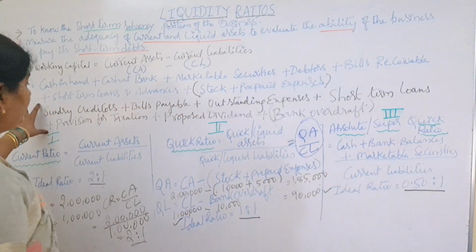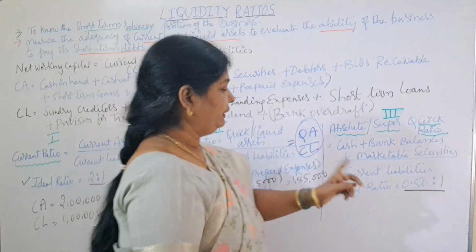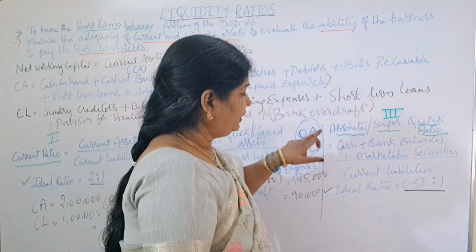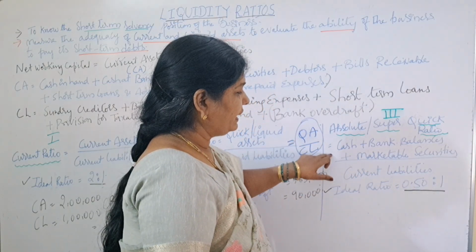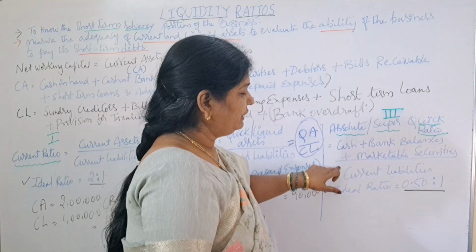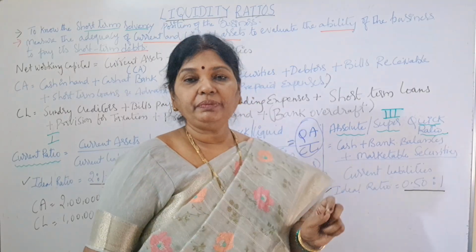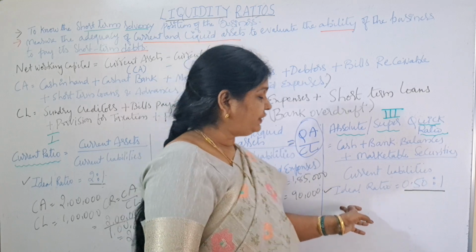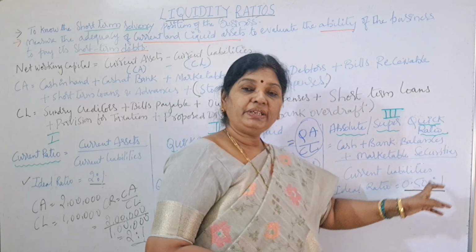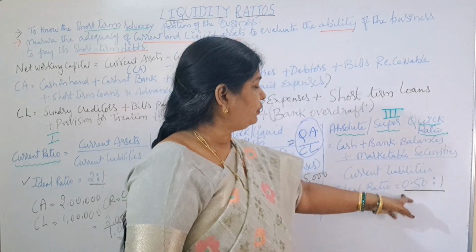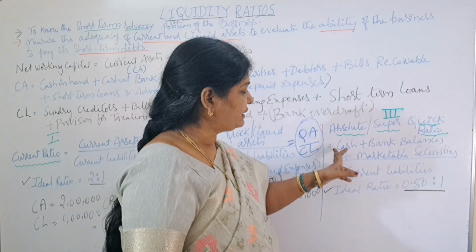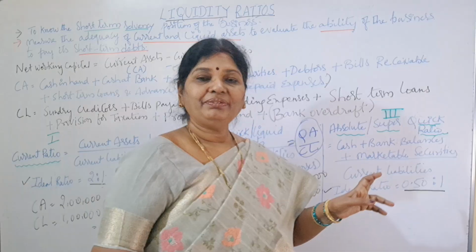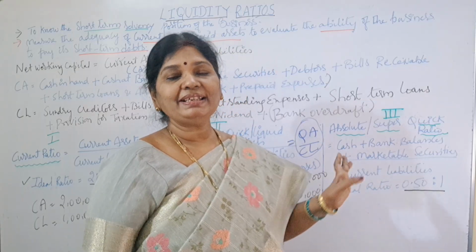Whatever the current liabilities amounts are given, we'll use those current liabilities amounts. When we divide cash plus bank balance plus marketable securities by current liabilities, whatever amount we get, we should check it, because what is our ideal ratio? 0.5 is to 1. Suppose you are getting 0.5 absolute quick assets and current liabilities are 1, then this is called our ideal or standard ratio.